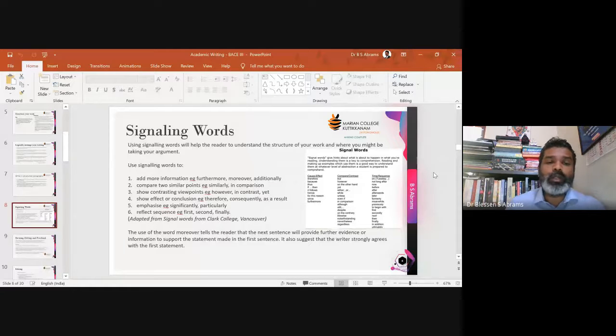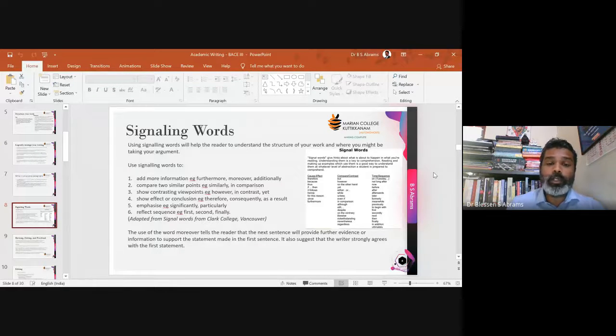The second one is comparing two similar points. If you want to compare two similar points, you say similarly, in comparison with, as pointed out above. While on the other hand, if you want to show contrasting viewpoints, you say however, on the other hand, in contrast, yet.